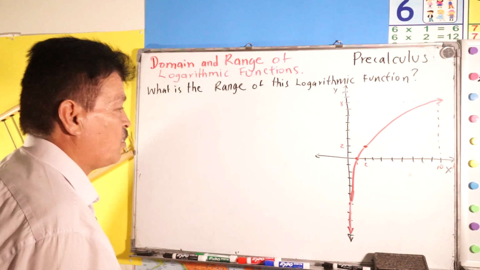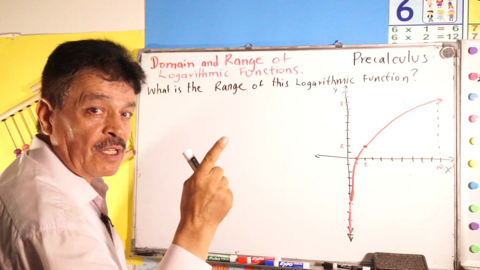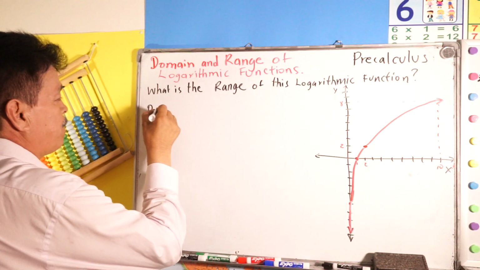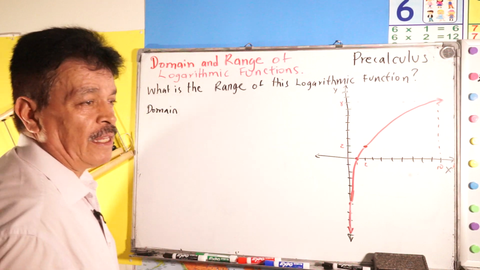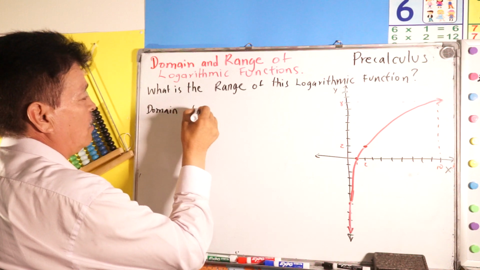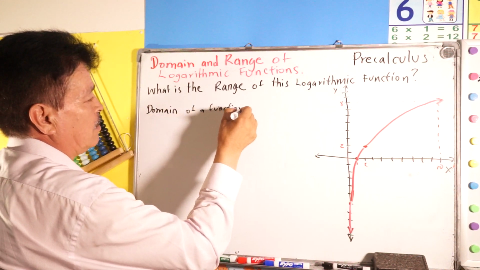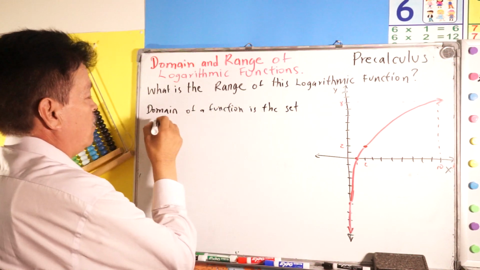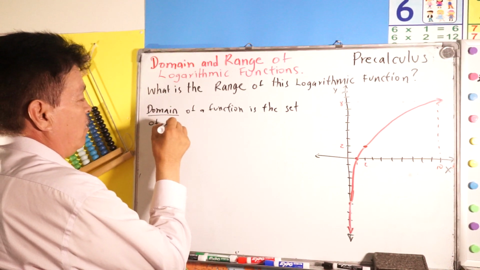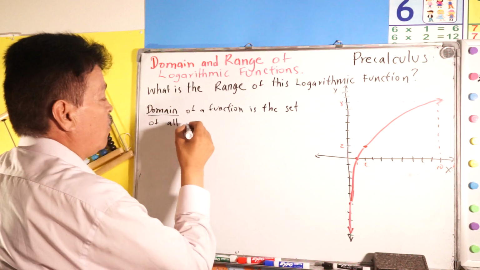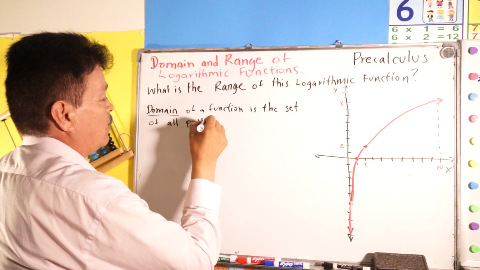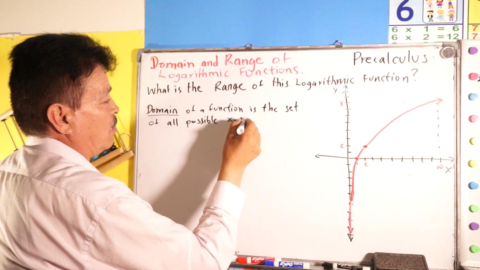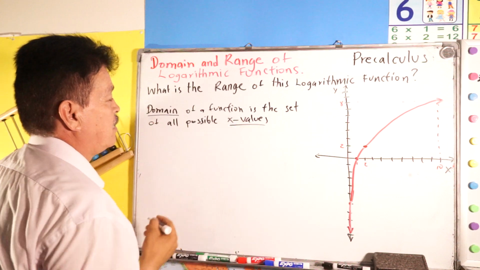Before that, let me explain what I mean by domain. Remember what the domain is and what the range is. The domain of a function is the set of all possible values of x, or possible x values. So this is the domain.